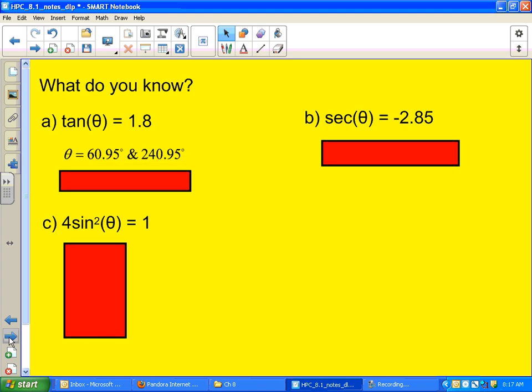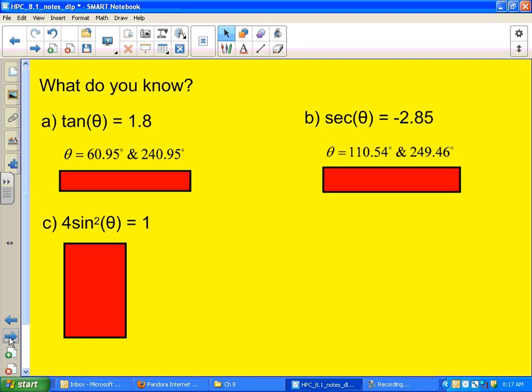Tangent theta equals 1.8. We're looking for positive tangents. So we do my inverse tan of 1.8, I get 60.95, which is a reference. Add that to 180, quadrant 3, and I get 240.95. Secant theta equaling negative 2.85. Let's write it as a cosine theta equal negative 1 over 2.85. So I'm looking for quadrants 2 and 3.